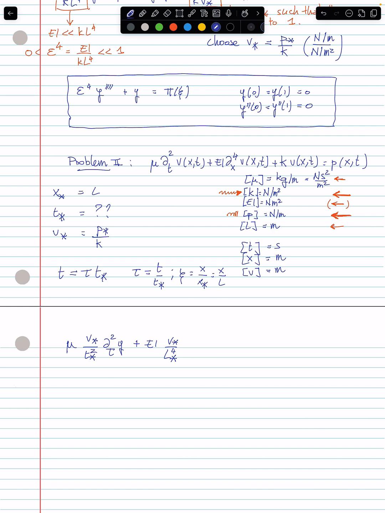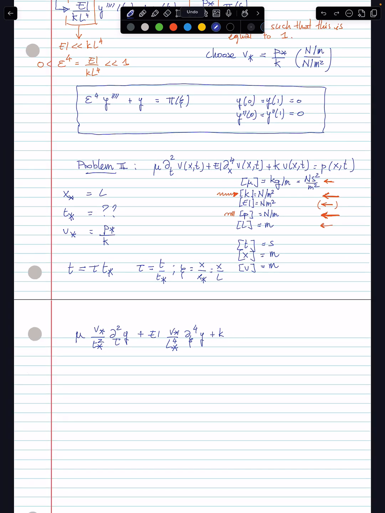That was the second derivative with respect to time, plus k times y is equal to k times v star times y is equal to p star times pi. All of them right now are functions of xi and tau. Same here, functions of xi and tau, because this is a partial differential equation now.